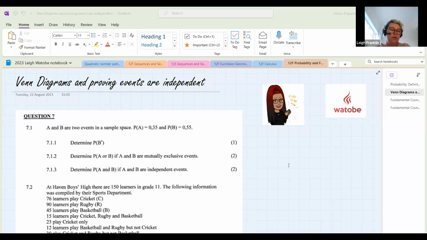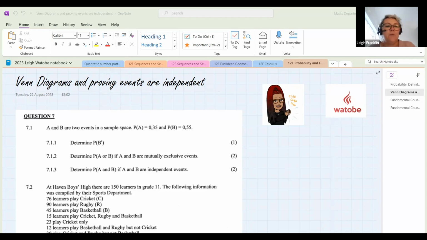So today we want to continue with our revision of the grade 11 work. We're going to speak specifically about Venn diagrams and proving events are independent. These are things that were done with you last year in grade 11, so the idea is that you know how to do this. I'm just reminding you about those skills. Okay, anyway, so let's get cracking.